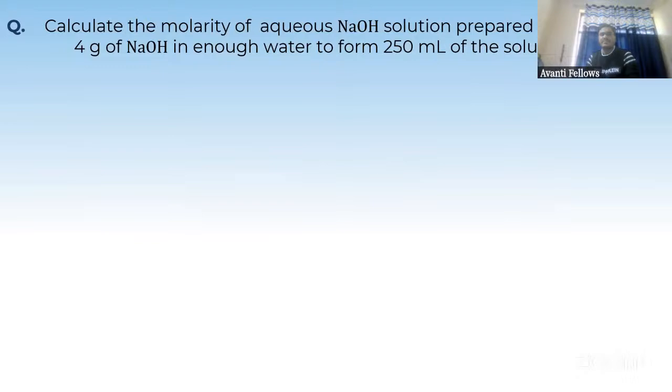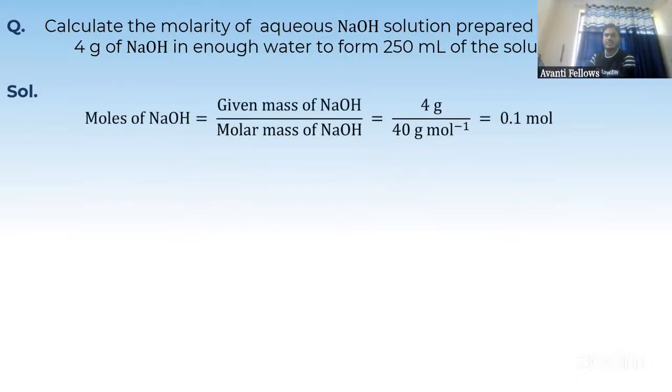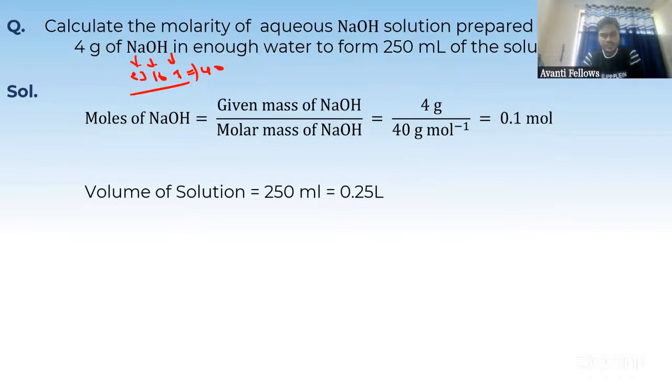Now a very simple question we have: calculate the molarity of the aqueous NaOH solution prepared by dissolving 4 gram of NaOH in enough water to form 250 ml of the solution. Here the mass of solute is given, that is 4 gram, and the molecular mass of NaOH we all know: Na is 23, oxygen 16, hydrogen 1. So it is equal to 40. कितना होगा? 40. So that is 4 upon 40, it comes out to be 0.1 mole. कितना आ गया? 0.1 mole. Now the volume is also given, that is 250 ml. 250 ml को अगर आप liter में convert करो, 0.25 liter.